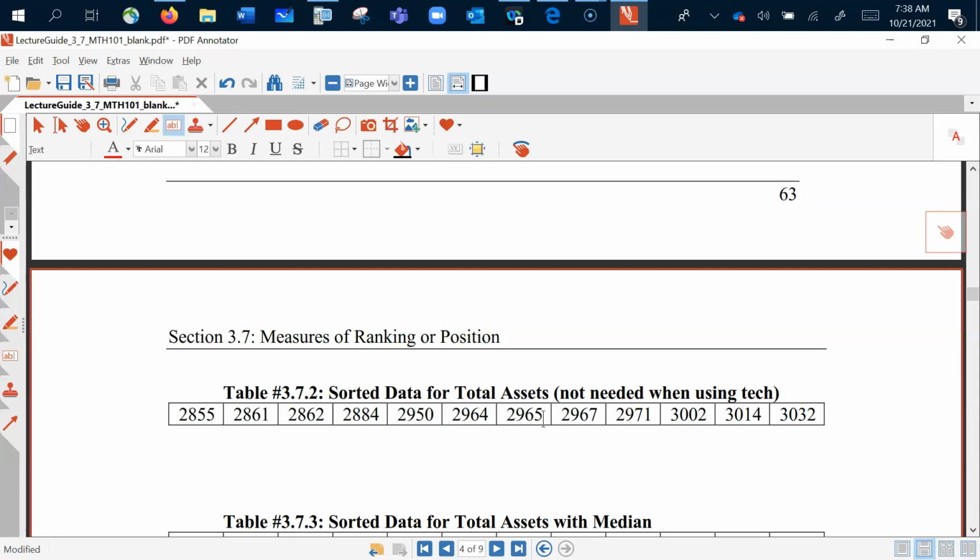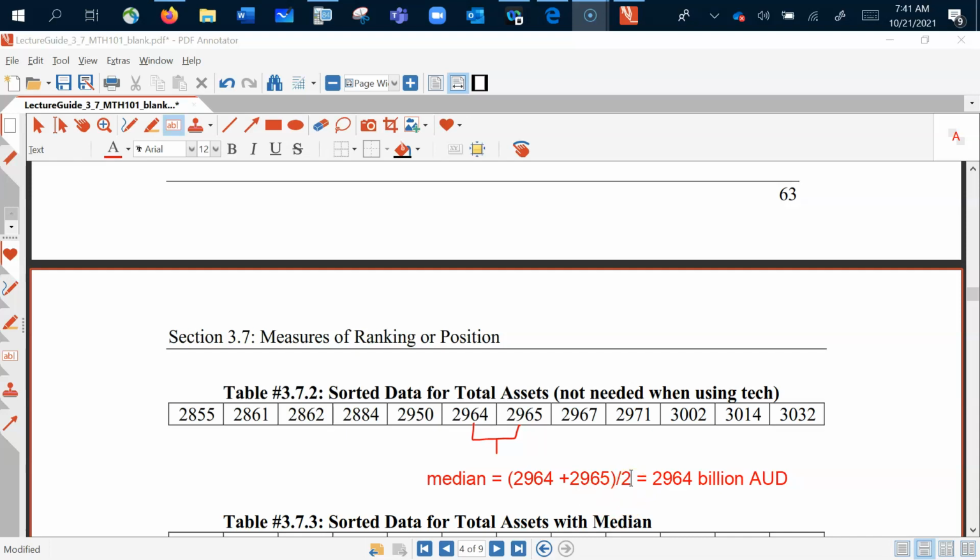So here, because this is an even number, the median is going to be the average of those two values, 2964 and 2965. So here is the 6th value and the 7th value. And the median is going to be the average of the 6th value and the 7th value. So I'm going to add the 6th and the 7th value together, take that quantity, divide by 2.